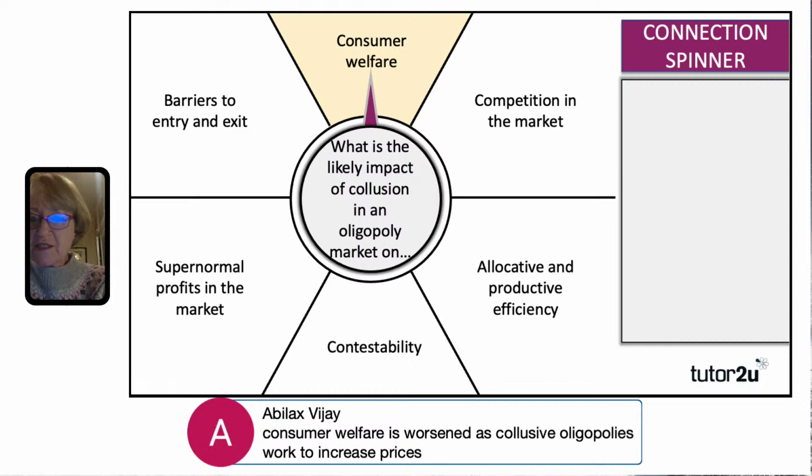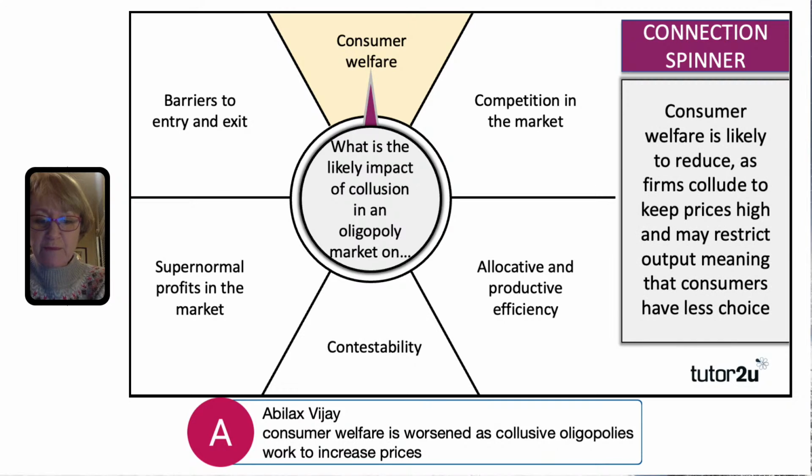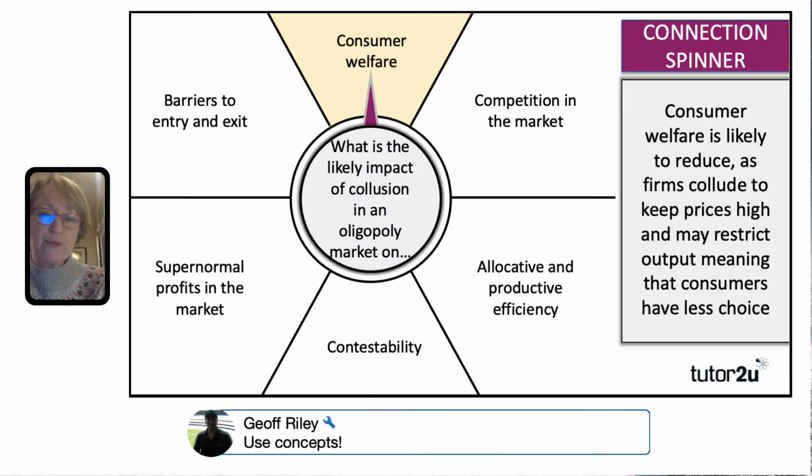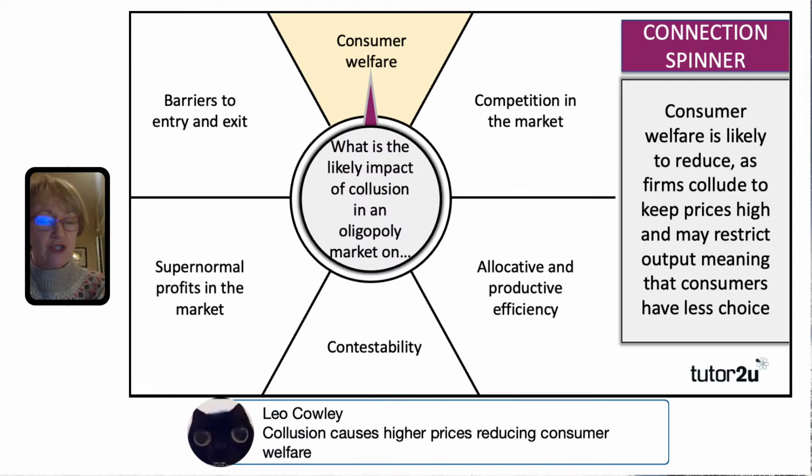Let's have a look at the suggested answer that we've got for you here. I think we're going to be much on the same lines. Yeah, absolutely right. Consumer welfare is likely to reduce, we're suggesting, as firms collude to keep prices high and may restrict output. So remember, there's the two aspects there to collusion. It may restrict output, meaning that consumers have less choice. Okay, good. Nice thinking.